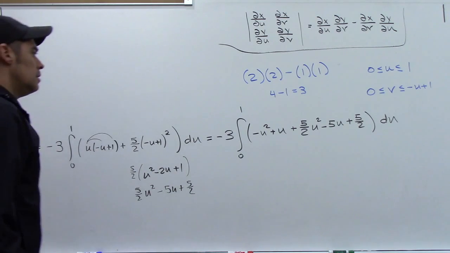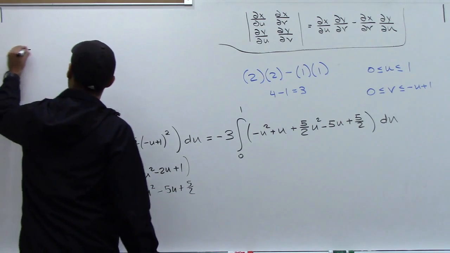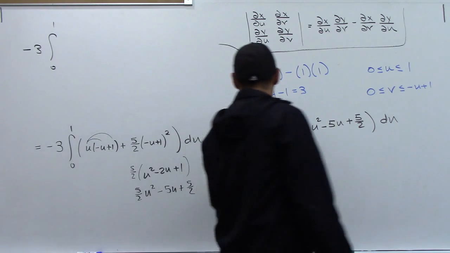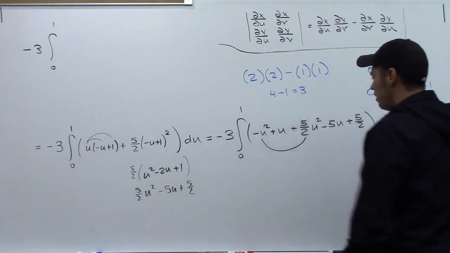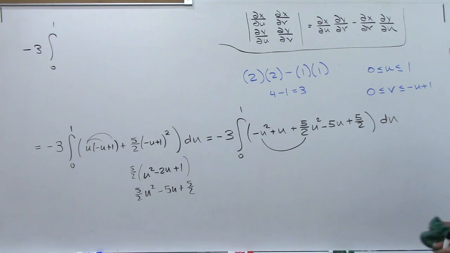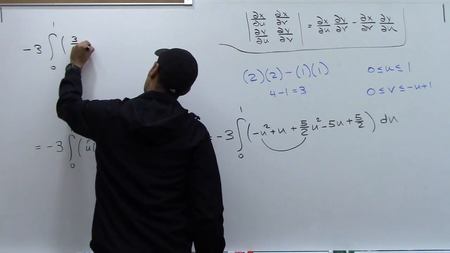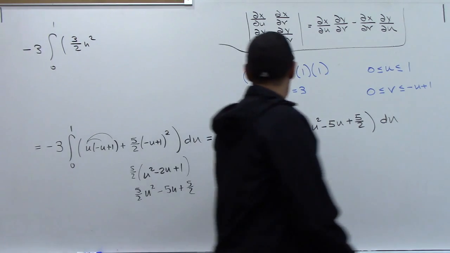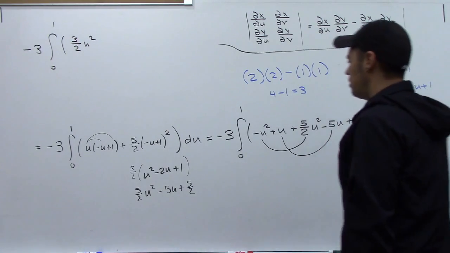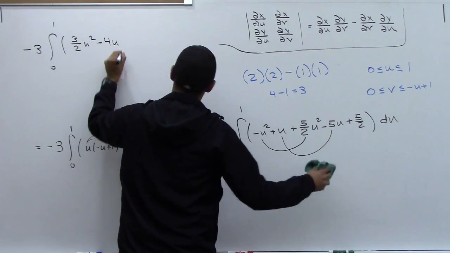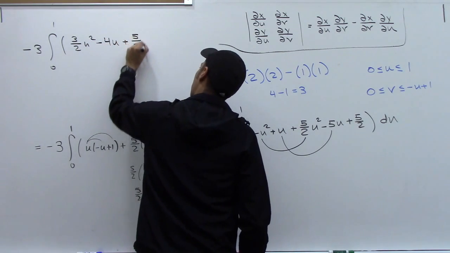Let me see. Maybe I should combine like terms first. Negative 3 integral 0 to 1. How about as far as halves, I mean u squared, so I can put those two together, and I should get 3 halves u squared. I can put the u's together here. That's going to be minus 4u. And then I have the 5 halves out there still.